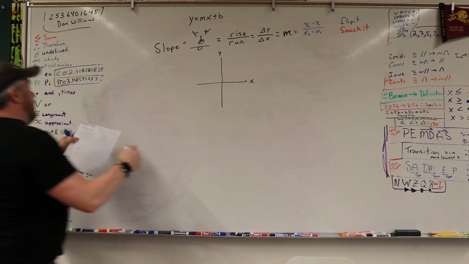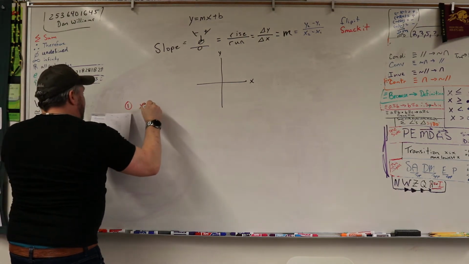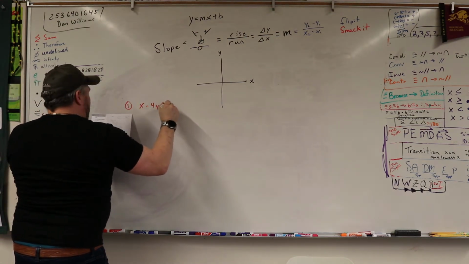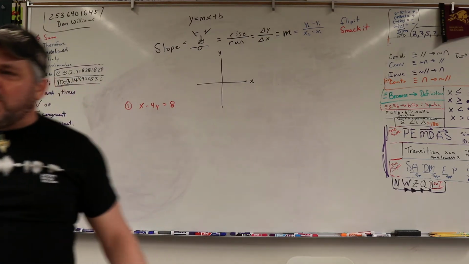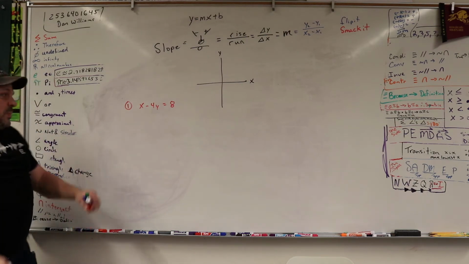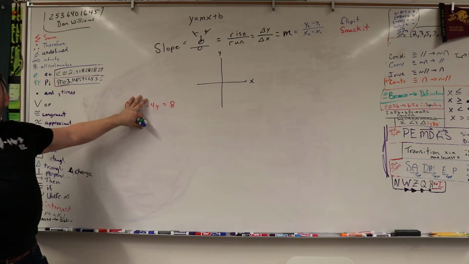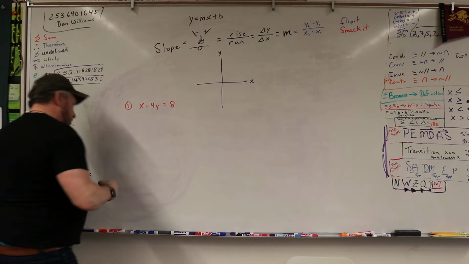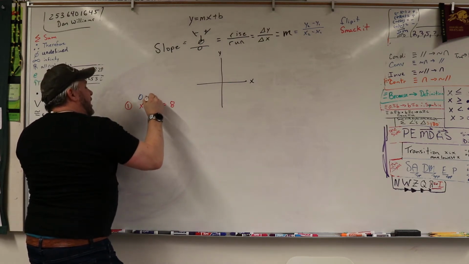Okay? Number one says x minus 4y equals 8. Now, we can do like last quarter and plug in 0, right? And solve. Okay, negative 4 goes into 8 negative 2 times, right? So that would be 0 and negative 2.